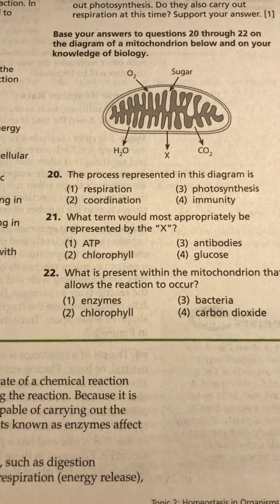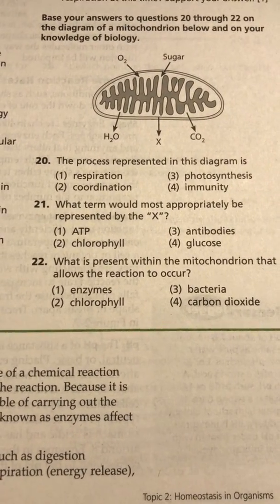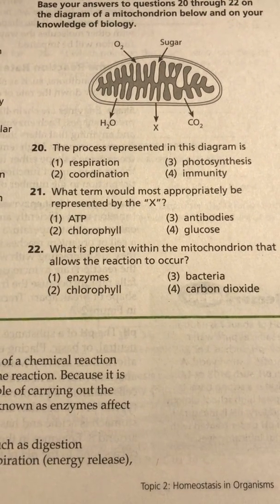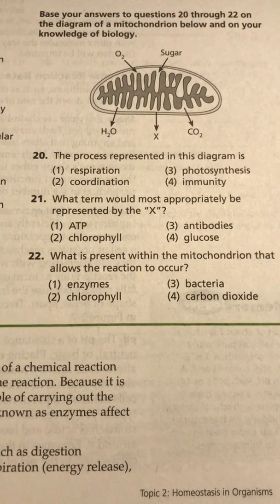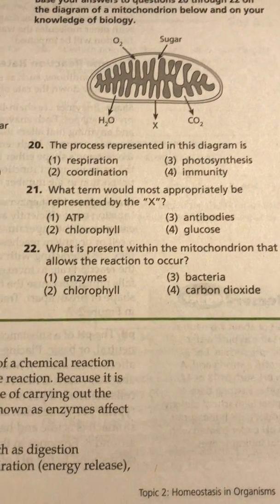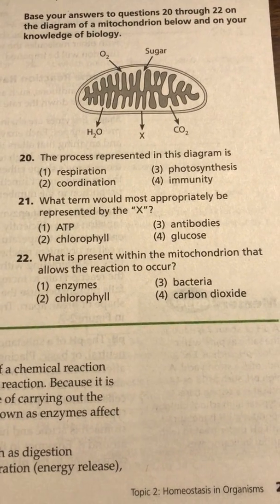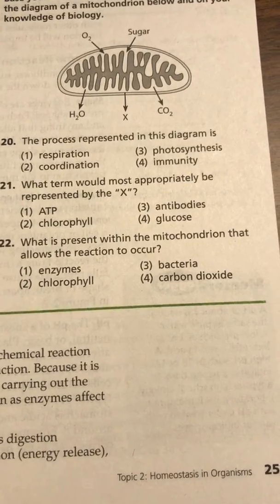Number 20. The process represented in the diagram is 1. Respiration, 2. Coordination, 3. Photosynthesis, or 4. Immunity. 21. What term would most appropriately be represented by the X? 22. What is present within the mitochondrion that allows the reaction to occur? Enzymes, chlorophyll, bacteria, or carbon dioxide?